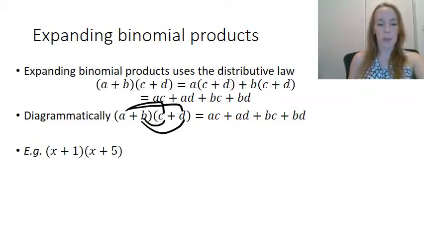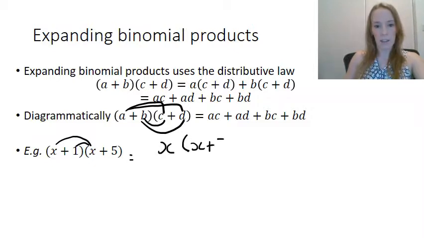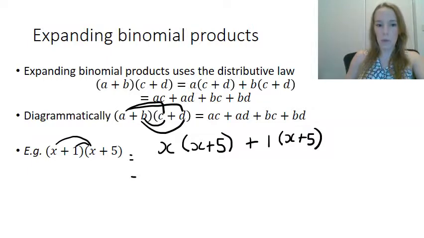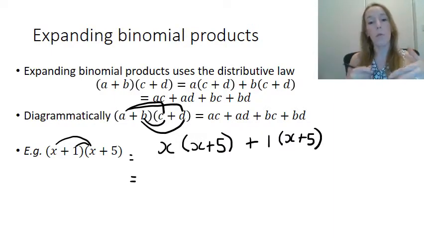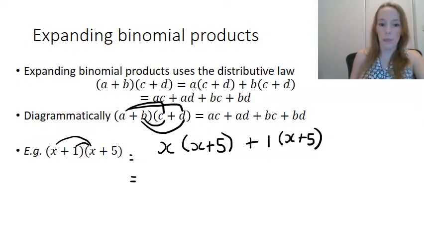So for instance, we have (x plus 1) in brackets, (x plus 5). So we're going to expand this binomial product. We're going to apply the x to this bracket and the 1 to this bracket. So that would leave us with x(x plus 5) plus 1(x plus 5). Now obviously I'm using the distributive law. If you want to do it diagrammatically and kind of skip this step, you can, but in a test situation I would prefer you to do it with full working the way I'm doing it right now. This way you'll be able to get full marks even if you make some silly mistakes.